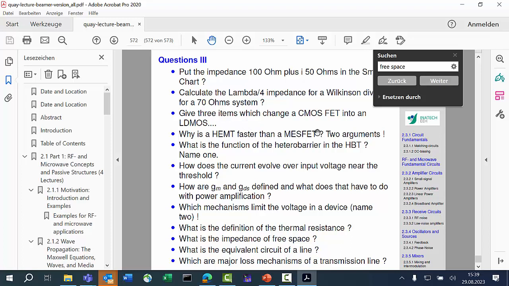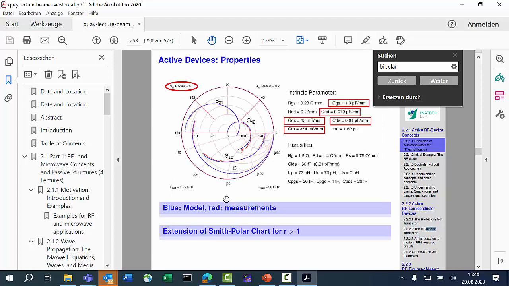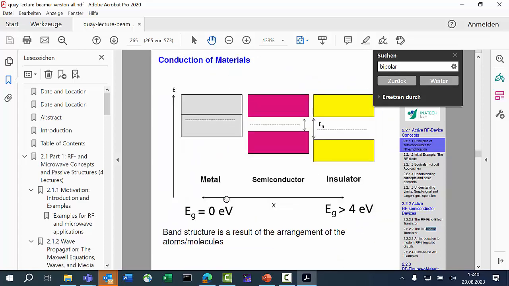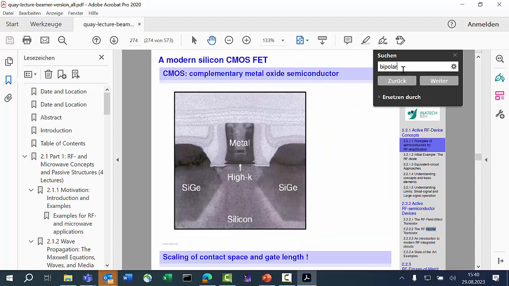Yeah? The HEMT faster than the MESFET, this is what we just said. You have more carriers on a better motorway if you separate carriers from doping. That's what I just explained earlier. Yeah? And the bipolar transistor, this is the other setting, so let's go there. Why is the bipolar so precious? Why do we want to talk about this?